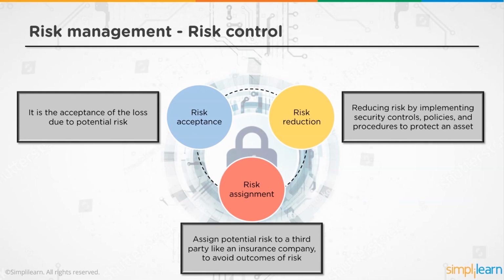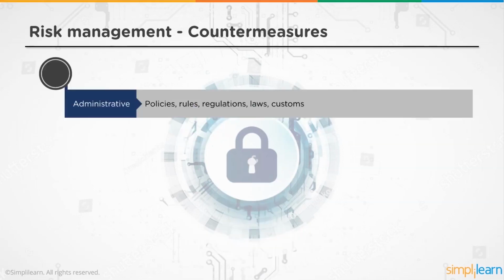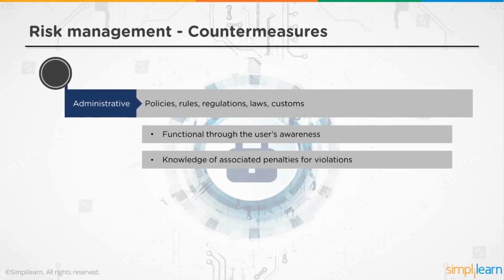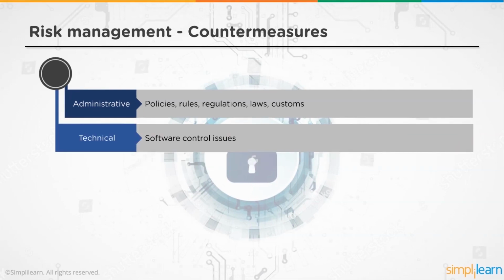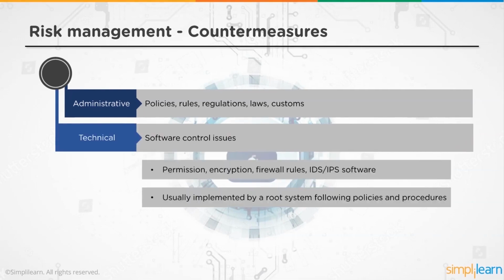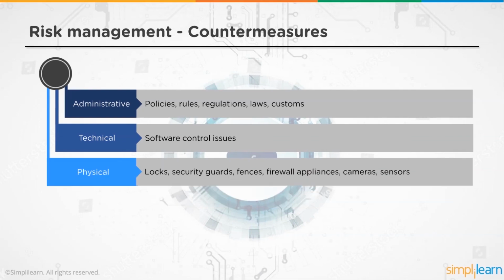So if the fire actually happens, you would still be reimbursed for the losses that you have faced. Coming back to countermeasures, we have discussed administrative countermeasures. These are policies, rules, regulations, laws, customs that a company needs to adhere to based on the industry that they are in. Then there are technical controls, software controls, anything that is technical in nature, IDS, IPS, firewalls, encryption, anything that is going to help you implement the CIA.